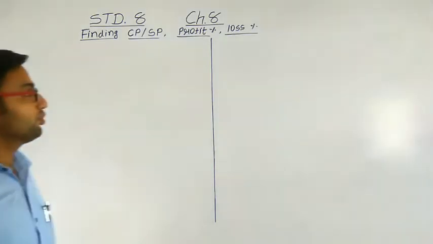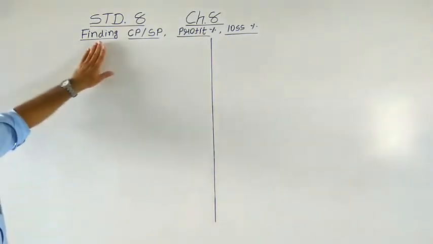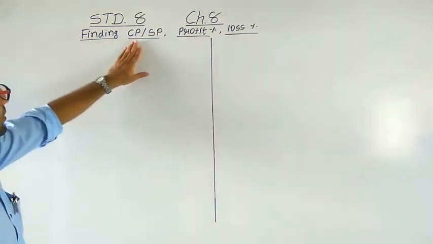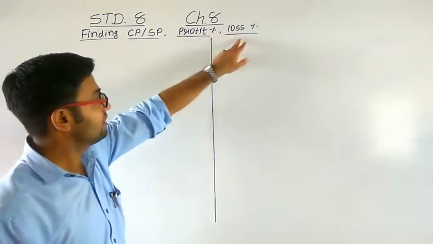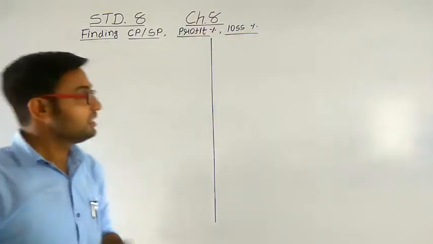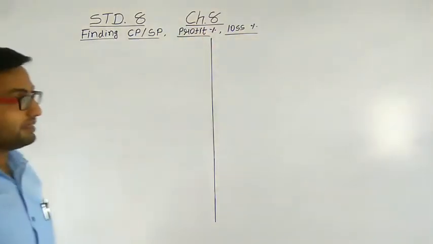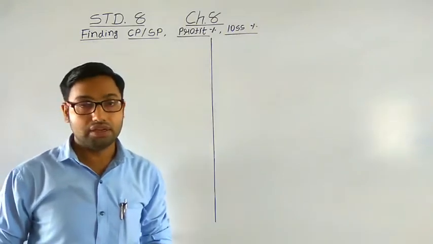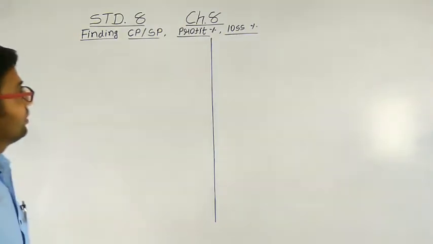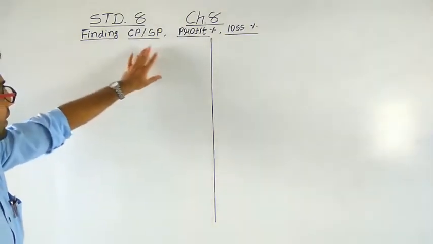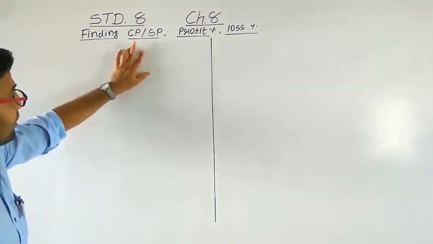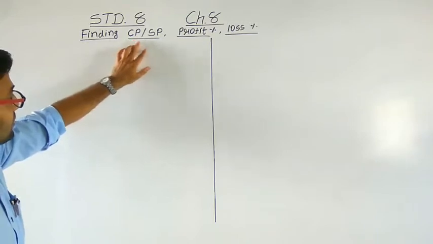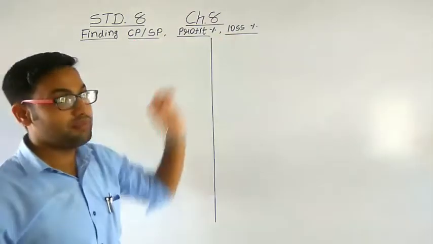Hello students, today we will study a new topic: finding cost price, selling price, profit percentage, and loss percentage. This is the topic of standard 8, chapter number 8, comparing quantities. Before we study, we first have to learn what these terms are and what their meanings are.